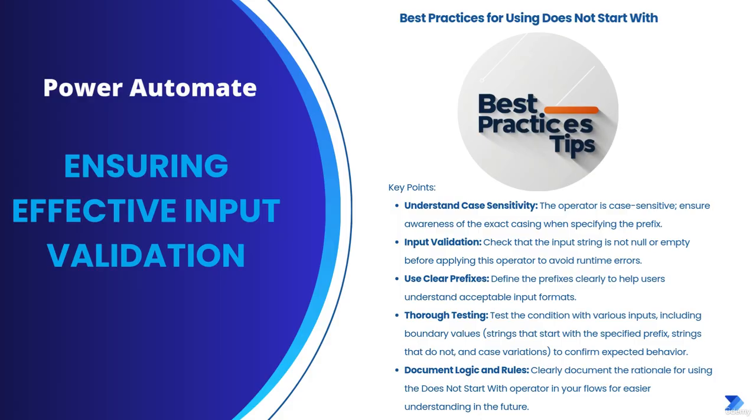Thorough testing. Test the condition with a variety of inputs, including boundary values. Example: strings that start with the specified prefix, strings that do not, and case variations, to confirm that the logic behaves as expected. Document logic and rules. Document the rationale for using the does not start with operator in your flows. Clear documentation helps future users, or yourself, understand the purpose of the logic and how it is implemented.